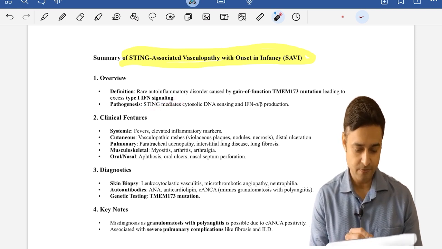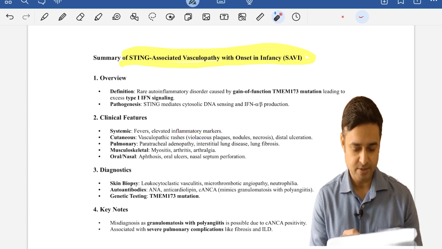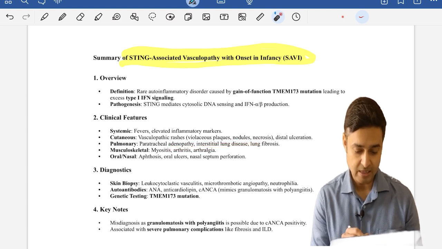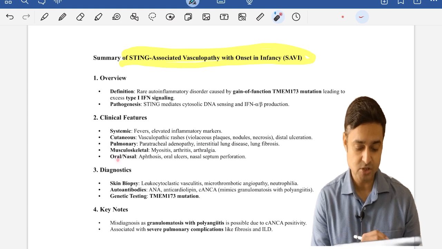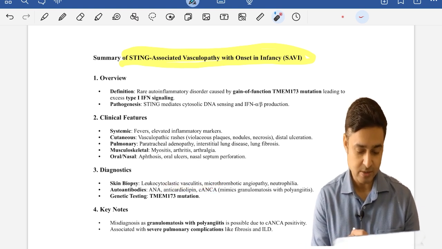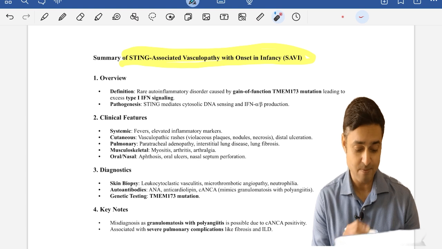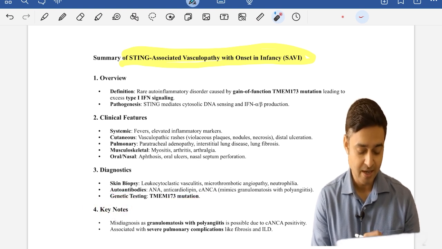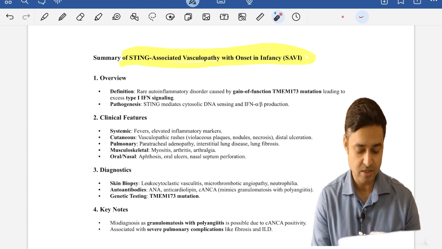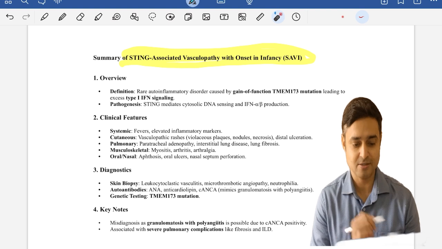Clinical features include fever and elevated inflammatory markers. Then you can see the rashes, vasculopathic rashes like plaques, nodules, necrosis, which is important, cutaneous features. Pulmonary: adenopathy, ILD. Musculoskeletal: myositis, arthritis, arthralgia. And oral and nasal aphthous ulcers, oral ulcer, nasal septum perforation. The diagnosis is by leukocytoclastic vasculitis and neutrophilia, and autoantibodies like ANA, anticardiolipin, and cANCA. It mimics granulomatosis with polyangiitis. This is very important. Genetic testing by TMEM173 mutation. Important: it has been misdiagnosed as GPA, possibly due to cANCA positivity, and it is associated with severe pulmonary complications. This is very important.